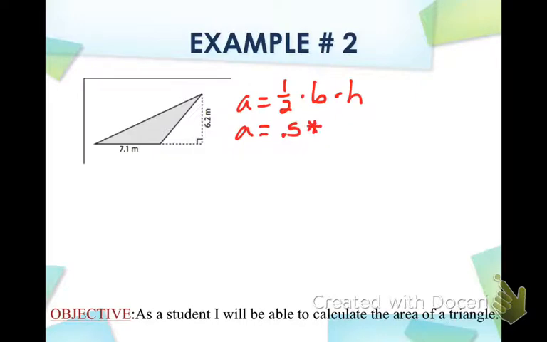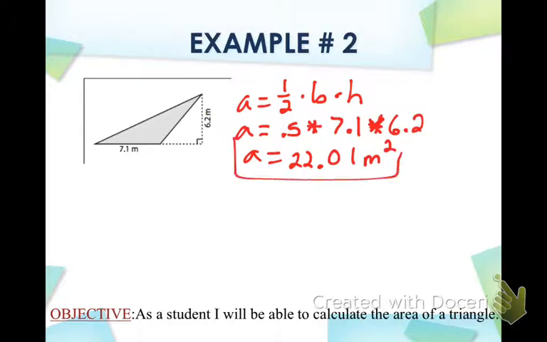0.5 times the base, which is 7.1, times, I try not to use these stars, but everything looks the same when you're writing it, 6.2. And there you go. You're going to go ahead and plug those in. So 0.5 times 7.1 times 6.2, and that's going to give you an answer of area is 22.01. We need our label, meters squared. All right, and there you go.